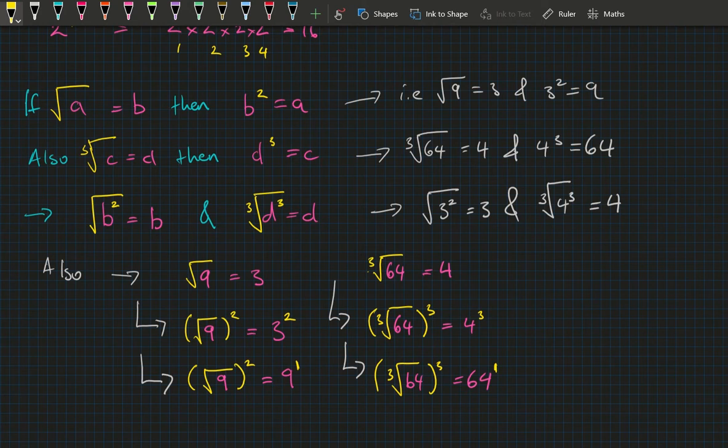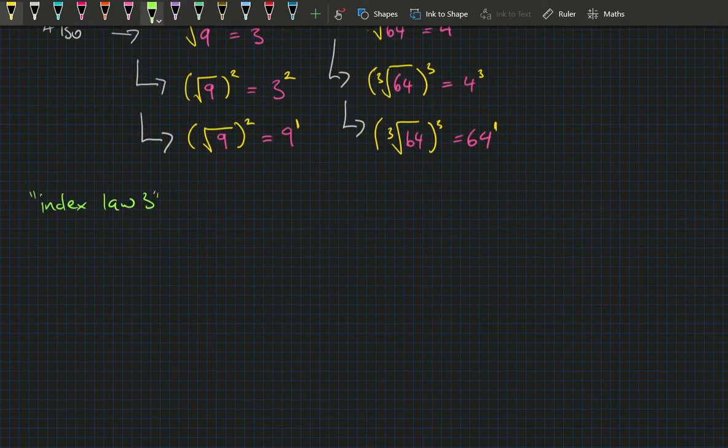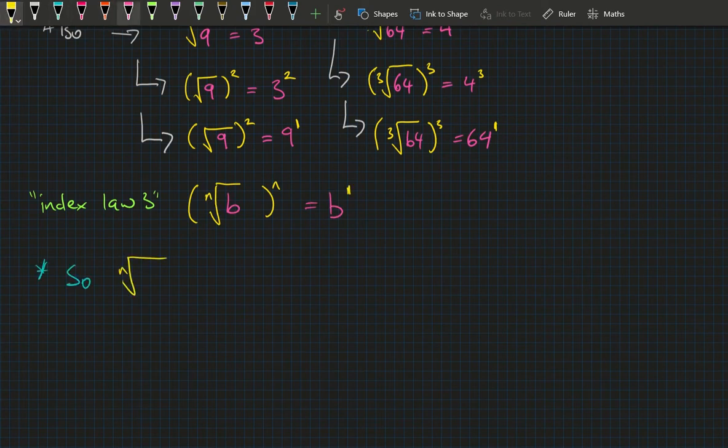So the cube of the cube root of 64 is equal to 64. Using the concepts of the third index law, it actually turns out that the nth root, which could be any number, not just 2 or 3, raised to the power of n of b is actually equal to b to the 1. So because of the third index law, the nth root of x is equivalent to x to the power of 1 divided by n.